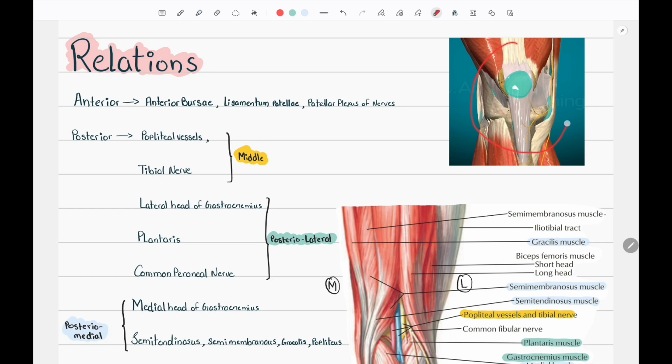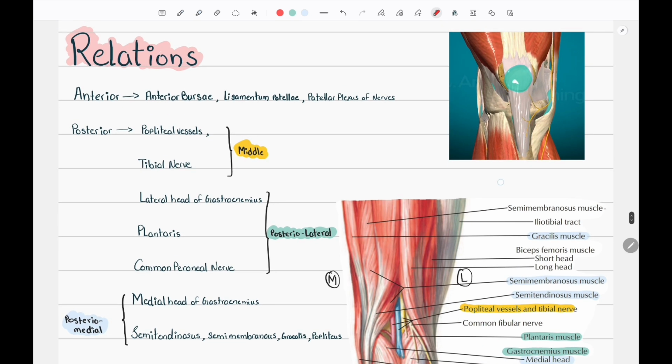So this is the anterior view of the knee joint. This is the anterior bursa. This is the ligamentum patellae, and here is the patellar plexus of the nerves. Now coming to the posterior relations. The posterior relations are further subdivided into middle posterior, posterior lateral, and posterior medial relations.